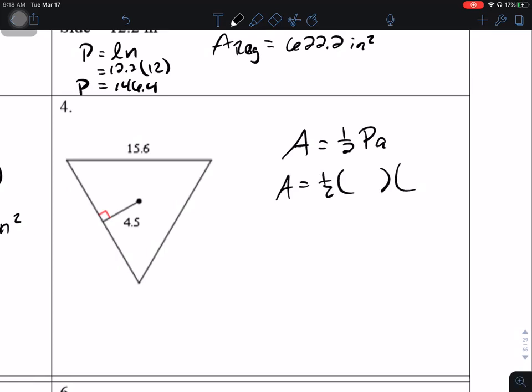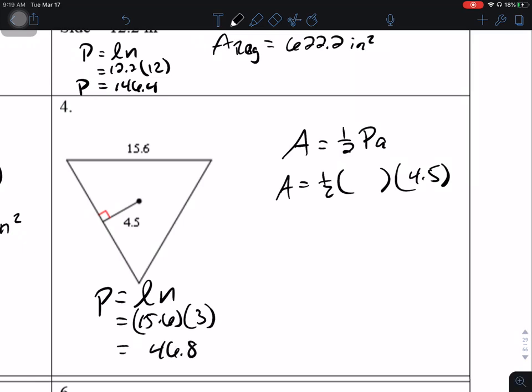We don't know what the perimeter is. We know the apothem is 4.5. The perimeter is the length of a side times the number of sides. One side's 15.6. It's a triangle. The number of sides is 3. So the perimeter is 46.8.